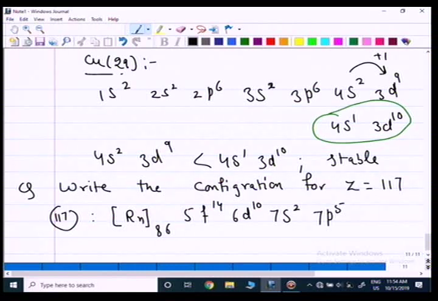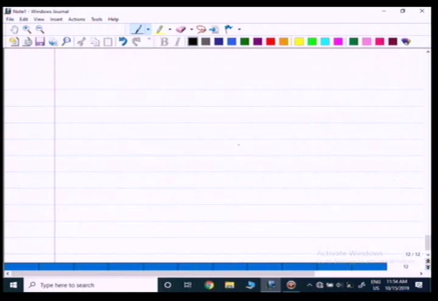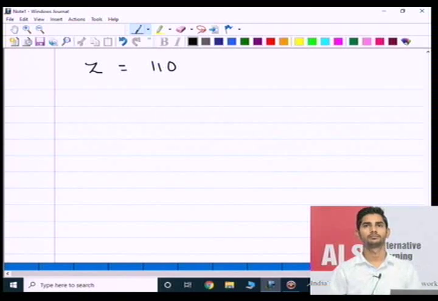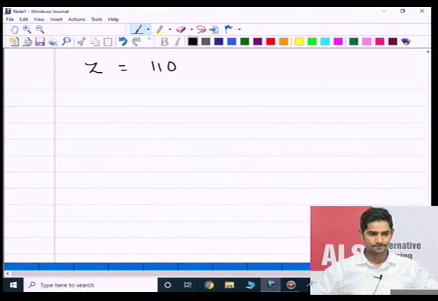Okay, if you have copied that, write the electronic configuration for atomic number 110. Write the electronic configuration for 110. After attempting that question, just confirm once.